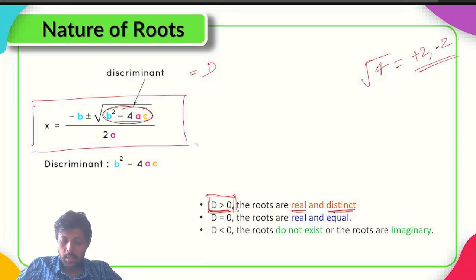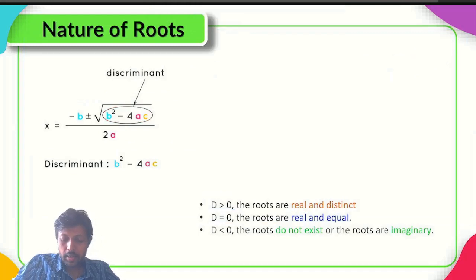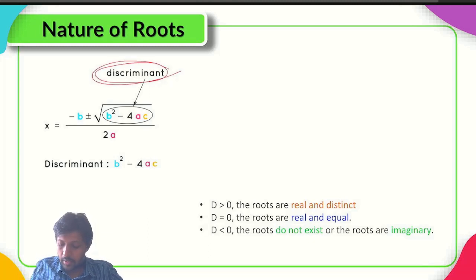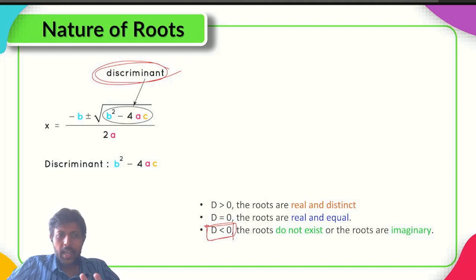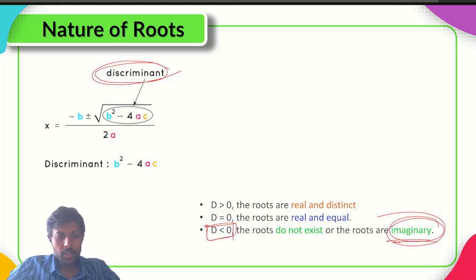Let's look at the other case. What if this discriminant is negative? Can we find the square root of a negative number? We can find it, but we are not going to get real numbers. We will get imaginary numbers. You'll learn about imaginary numbers in class 11, so don't worry about that right now. But we get imaginary numbers, and that's why the roots are called imaginary.